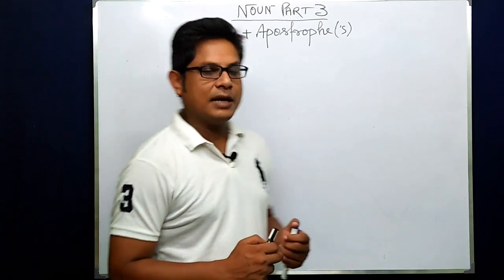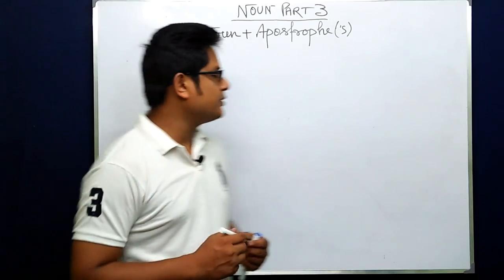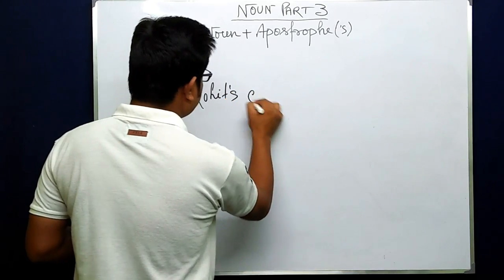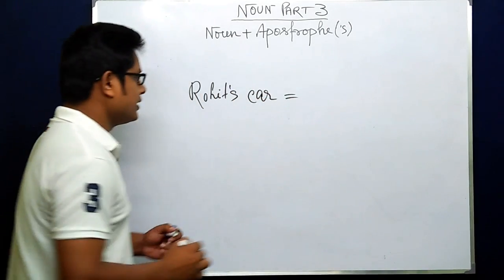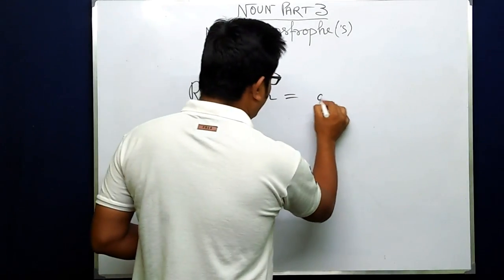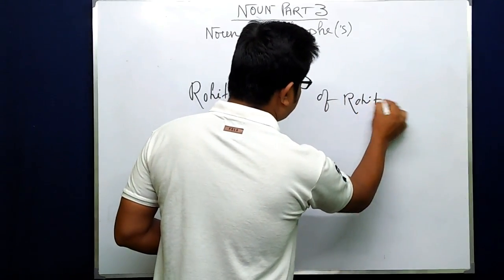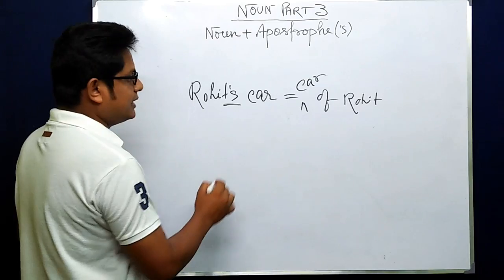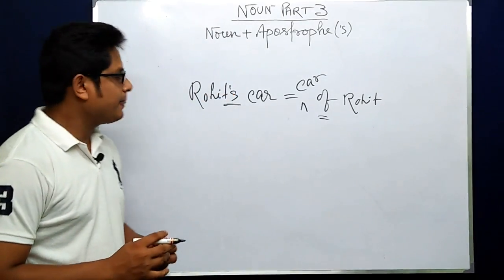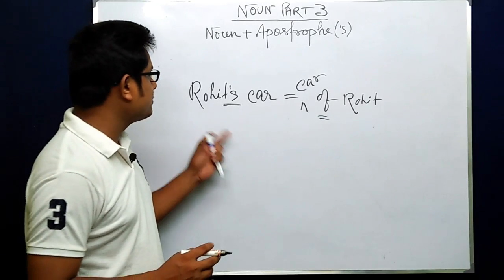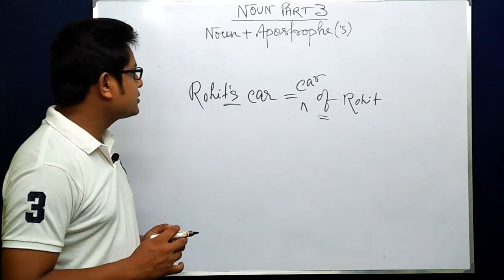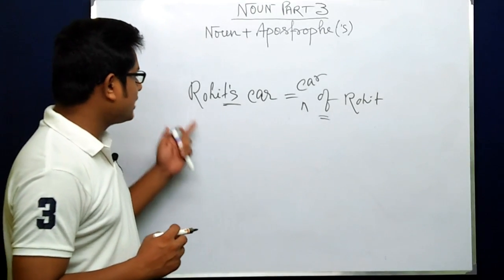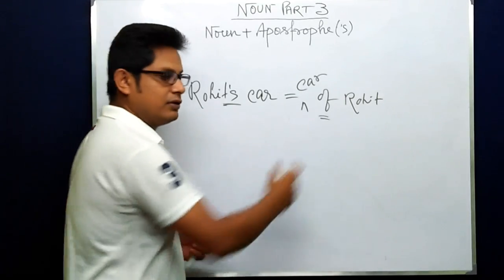See, the thing is, apostrophe s means of. Suppose I write Rohit's car, what does it mean? Rohit's car means car of Rohit. So apostrophe s indicates of. It talks about the relationship between Rohit and the car. What is the relation? The relation is ownership. Rohit is the owner of the car. So there's a reason I used Rohit's car, meaning car of Rohit.